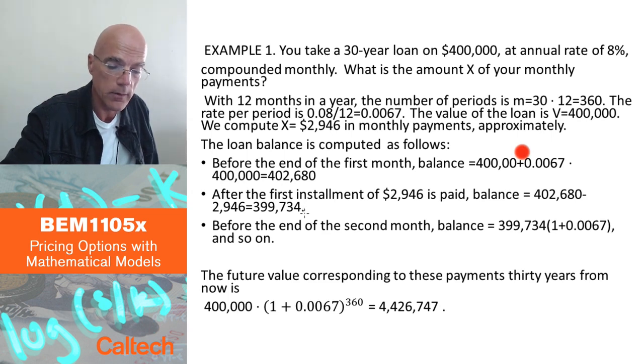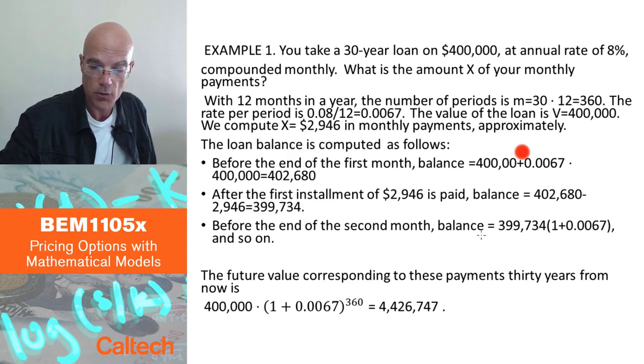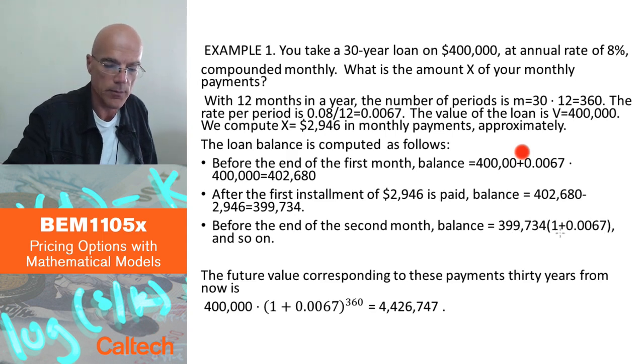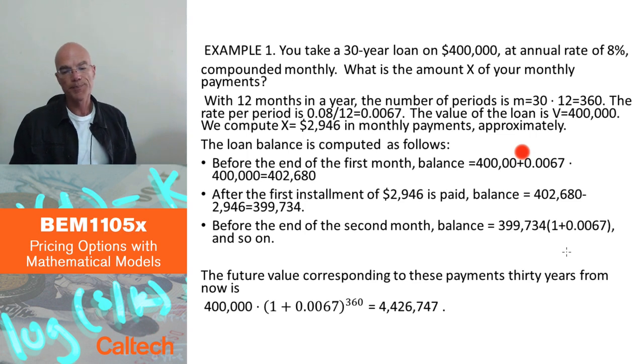So you subtract 2,946, and your balance after the first payment is 399,734. Then you add the one month interest, which means you multiply 399,734 with 1 plus 0.0067, and that's your balance before the second payment. Then you subtract the second payment, and so on. So that's the way the balance is computed.